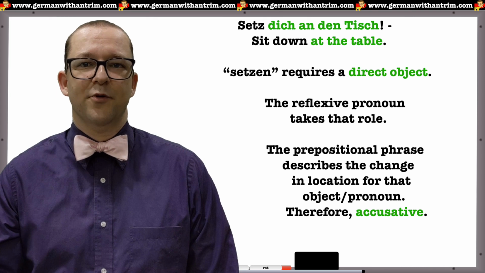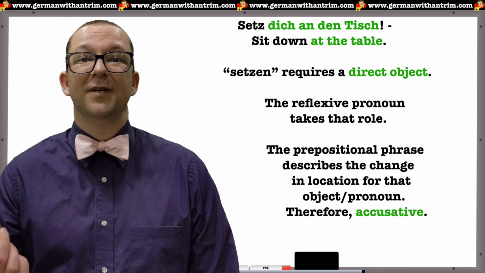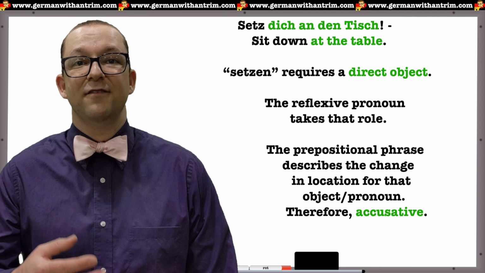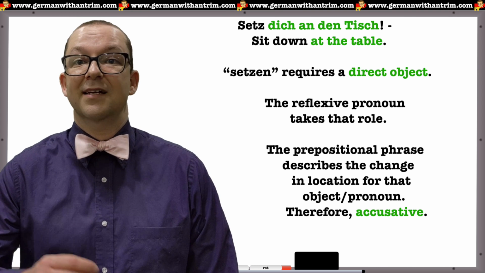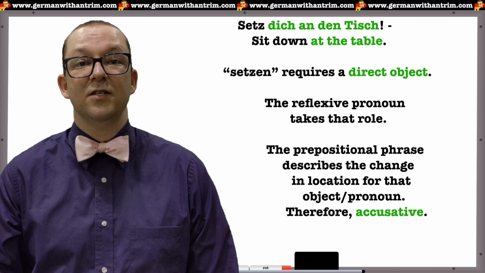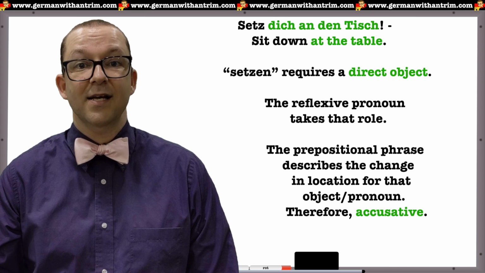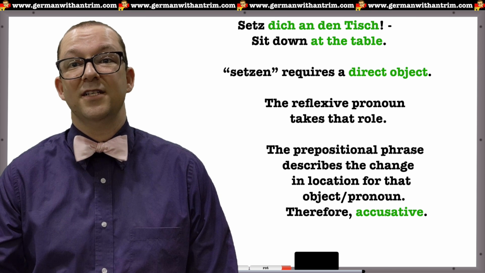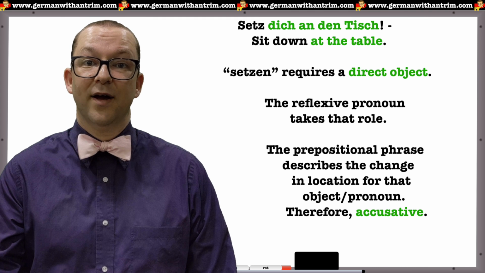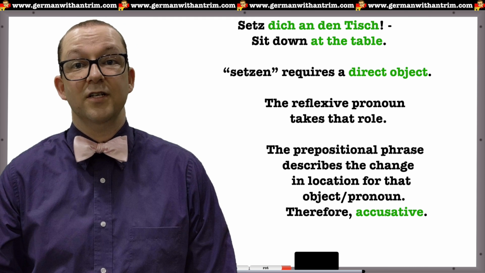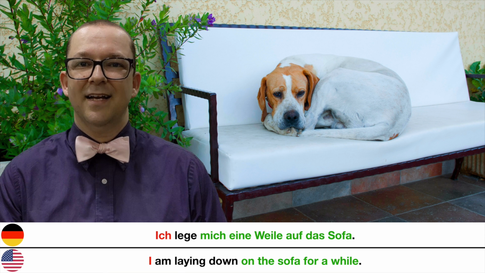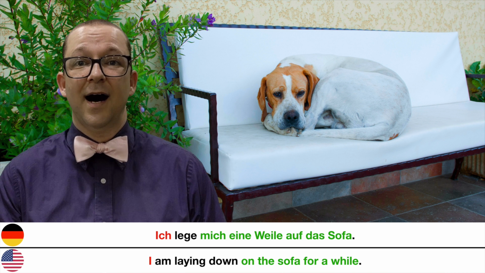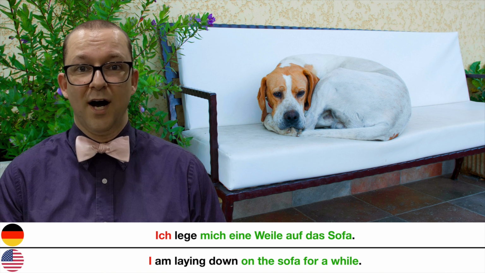The reflexive pronoun is being used here because the verb setzen requires you to identify what is being set. This is the direct object. The thing being set is the same as the subject, so you use the reflexive pronoun. Since the prepositional phrase is expressing a change in location of that direct object, the two-way preposition is also used with the accusative case. Ich lege mich eine Weile auf das Sofa. I am laying down on the sofa for a while.